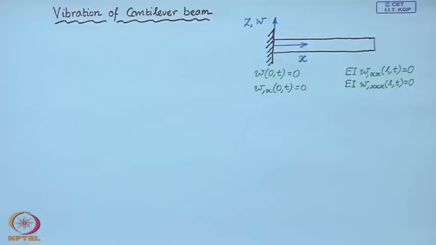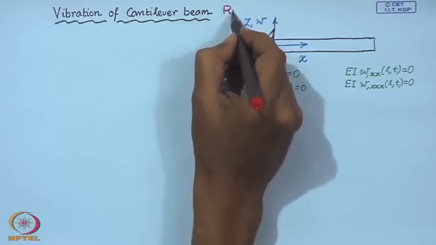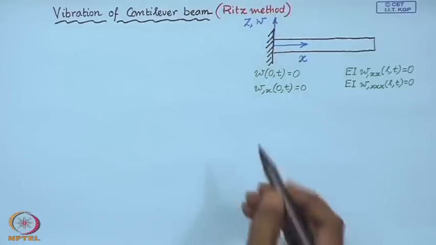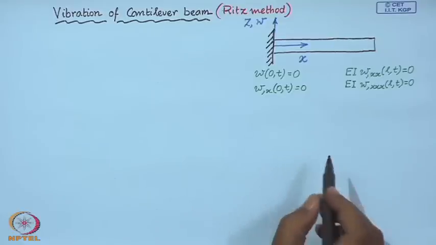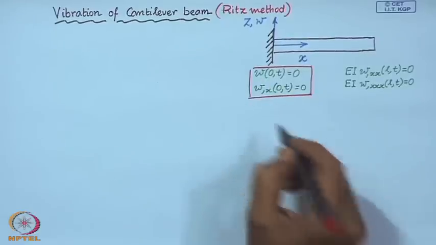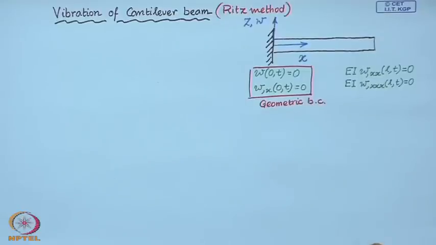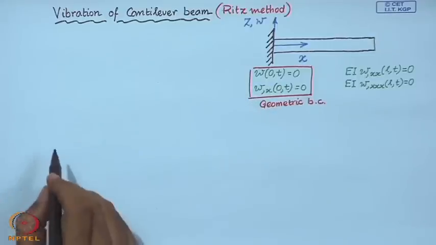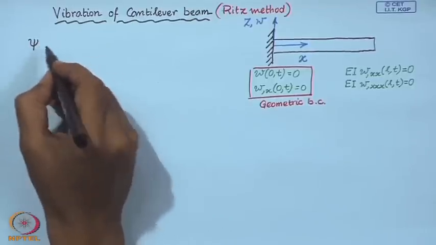Now, since we are applying the Ritz method, we must use admissible functions which must satisfy the geometric boundary conditions. Now, these are the geometric boundary conditions. So, whatever admissible functions we choose, they must satisfy these conditions. So, let us consider admissible functions.